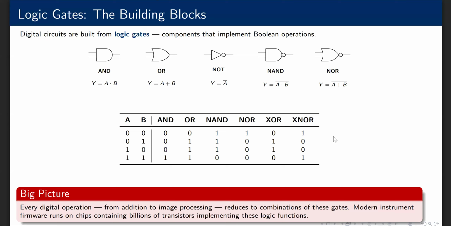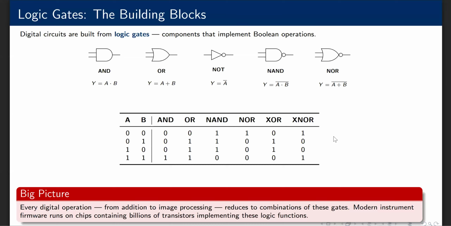Here's a pretty fun fact. NAND and NOR are what are called universal gates. You can build any digital circuit using only NAND gates or only NOR gates. That's why semiconductor manufacturers often fabricate chips with NAND gates. It's efficient to mass produce just one type.